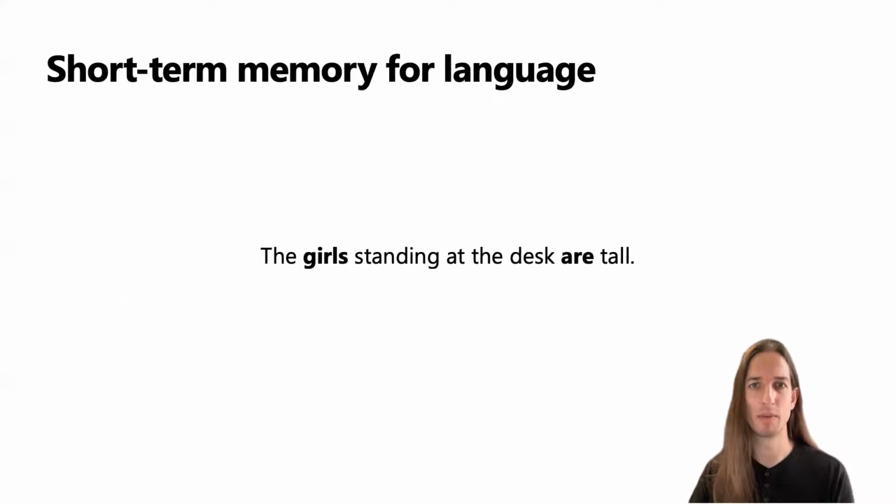What is short-term memory in language? It's the capacity to maintain and access the representations of past context for current processing. For example, in the sentence, "The girls standing at the desk are tall," I need to maintain the information about the grammatical number of the noun girls in order to choose the correct form of the verb, are.